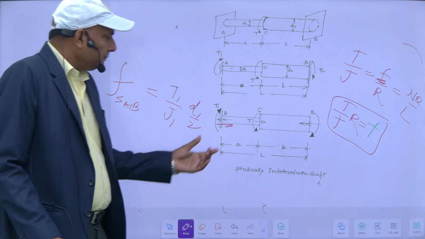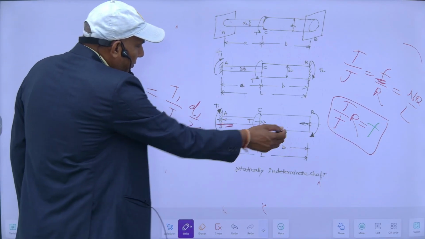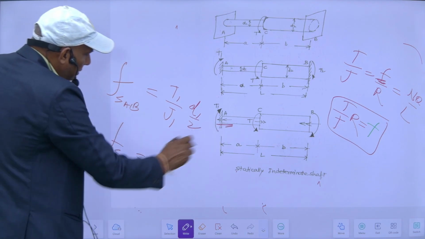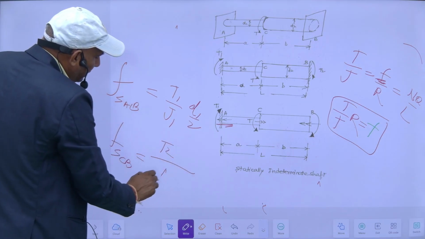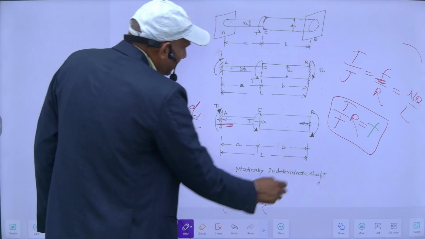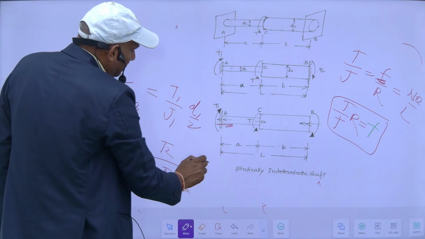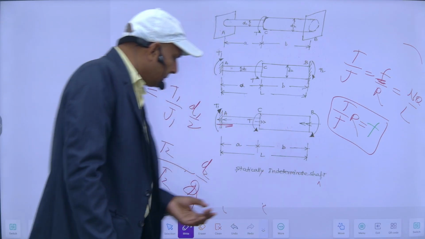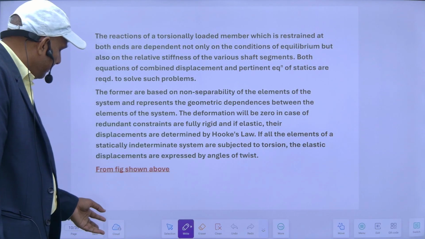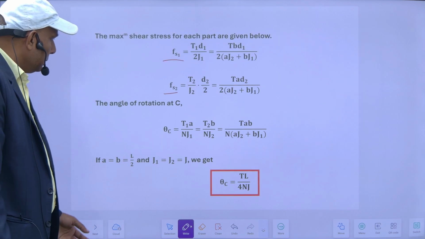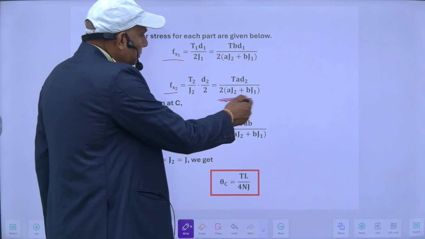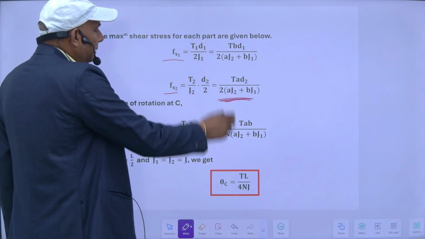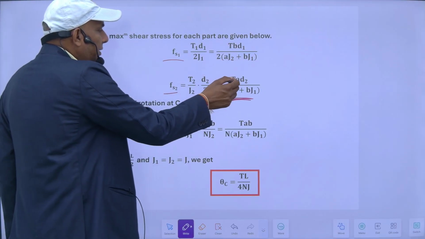With this I can calculate it, and for this portion the torque is T2. So the maximum shear stress for this CB portion will be equal to the torque of this upon its polar moment of inertia into its R, which will be D2 by 2. So with this I can calculate the maximum shear stresses of the corresponding two portions depending upon their respective torques. So this is the formula. If I put the values of T1 and T2 here, that will give the value in terms of T.